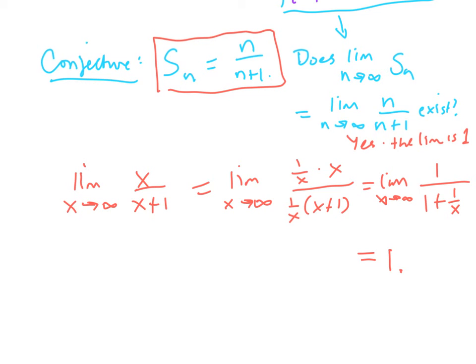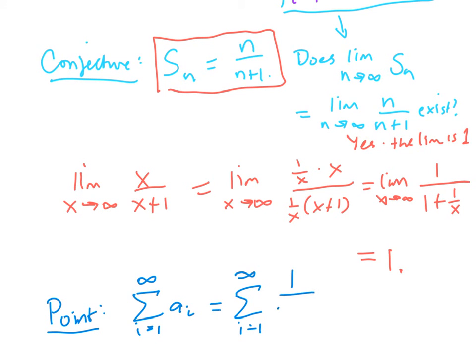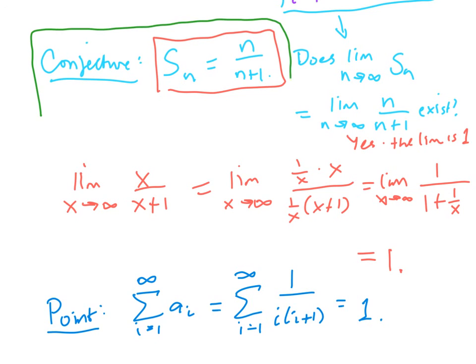So the main point here is that the sum from i equals 1 to infinity of a sub i, or you could also write that as the sum from i equals 1 to infinity of 1 over i times i plus 1, is equal to 1. All right, now I'm still bothered by the fact that I've marked this as a conjecture here, and I never did anything to prove that conjecture.